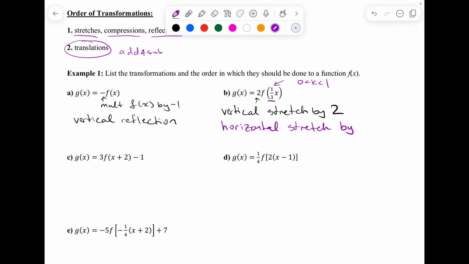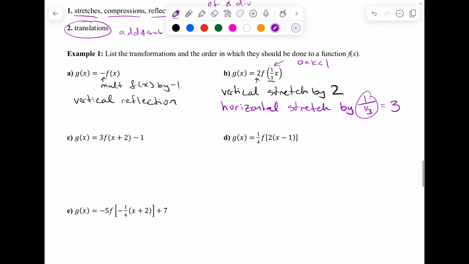It's a stretch by the opposite of 1/3. So it's 1 over 1/3. So sometimes it's easy to see that it's just 3, because that's the opposite of 1/3. But if we can't see that it's just 3, we can just pump this into our calculator. And 1 over 1/3 is 3. Okay? And so those are the two things happening. All right, let's look at the next part.